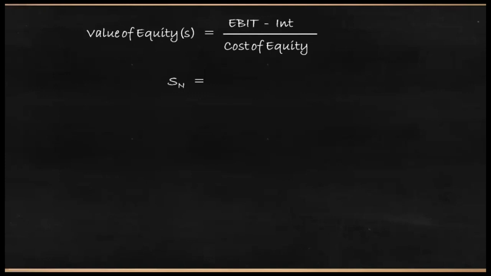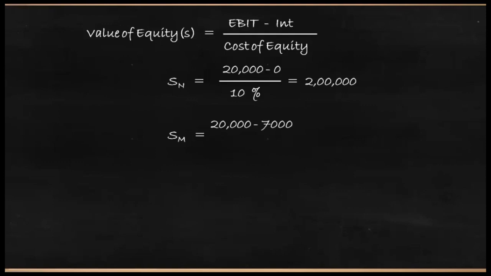So let's calculate for firm N first. They have earnings of 20,000, they don't have debt, so no interest. So 20,000 divided by 10%, the value of equity of firm N is 2 lakh. Now we'll see for firm M, it is calculated as EBIT minus interest. They have a loan of 1 lakh at 7%, so 1 lakh into 7% is 7,000. 20,000 minus 7,000 divided by the cost of equity of 11.5% works out to 1,13,043.